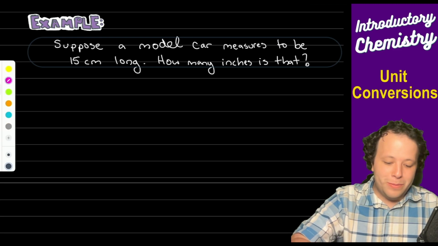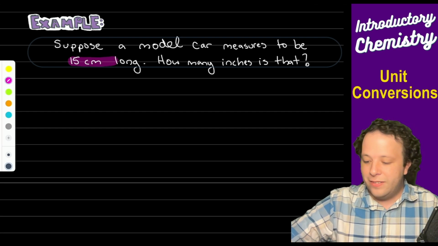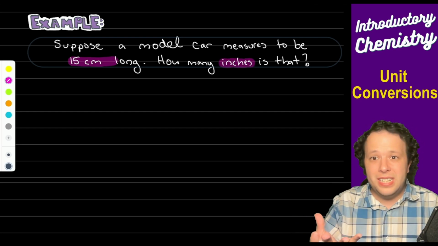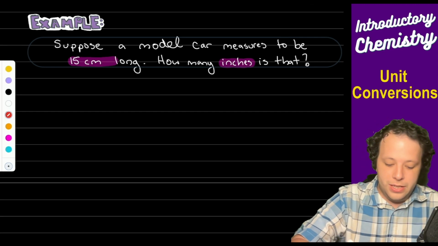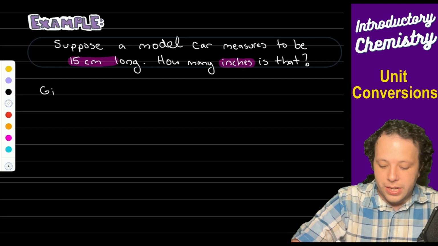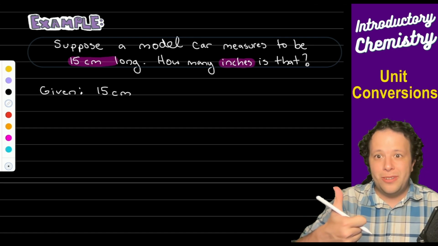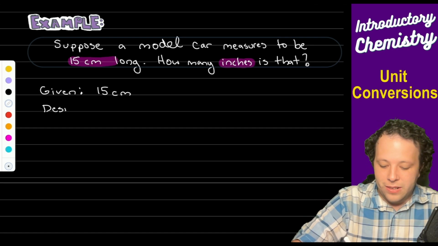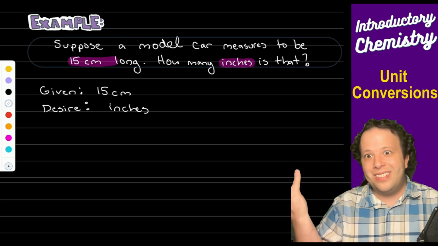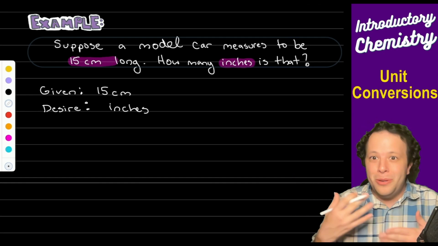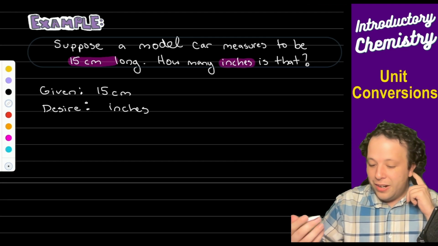So when you have problems like these, the first thing you're going to do is highlight and determine all the important pieces of information. So we see that we have a 15 centimeter object, and we want to know how many inches this is going to be. So when we do this, we write down what our given pieces of information are, which is 15 centimeters, and we desire it to be in inches, right? We are in the US, so we want it to be in the US system, but we need to be able to communicate effectively with the metric system because it is a global system. So how do you go about that?